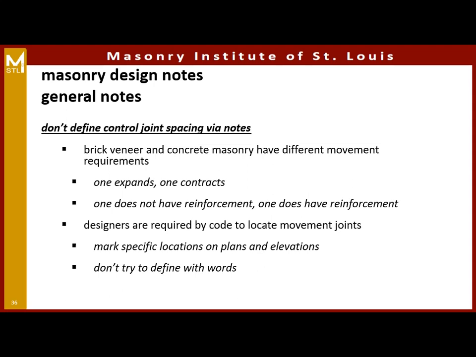So in the structural CMU backup, typically we'd see joints on the structural plans. On the brick, or for the brick veneer, we typically see those on the architectural elevations. It can just lead to too many problems if we try and define it with words, especially when we're talking about opening locations or beam-bearing locations. A general note leaves it up to somebody else's interpretation where the joint is going to end up.